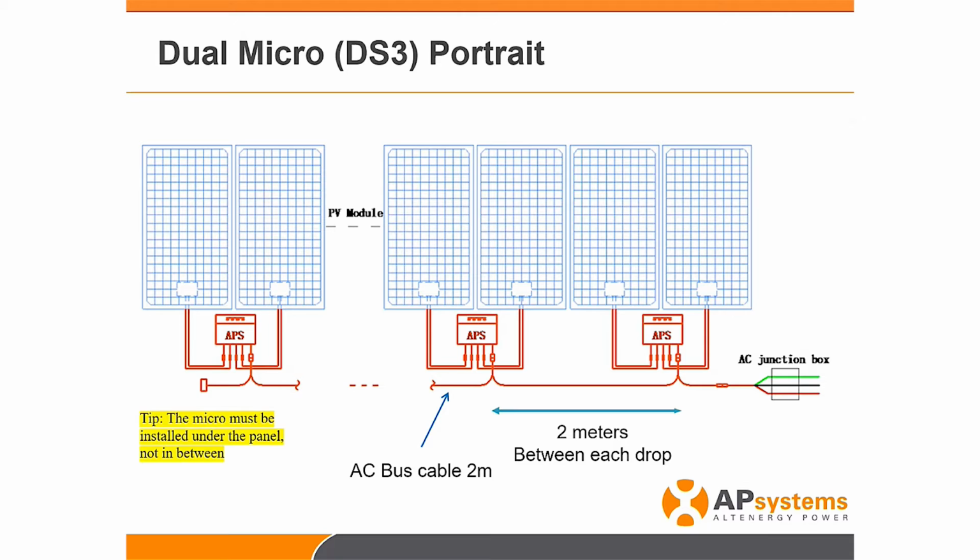Okay, so this is the layout. Let's talk about the portrait layout first. So this is how the inverters will be wired. As you can see, there are 2 meters between each of the drops. So you can use the normal AC bus cable, which is 2 meters long. And the tip here is that the microinverter should be installed under the panel and not in between the panels. That will increase the life of the inverter. Plus it will also avoid any direct sunlight on the inverter. So that will definitely be more helpful in the long run as well.